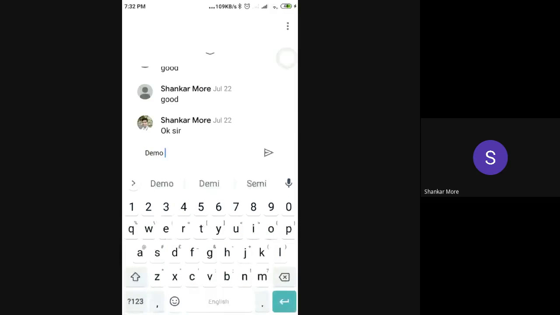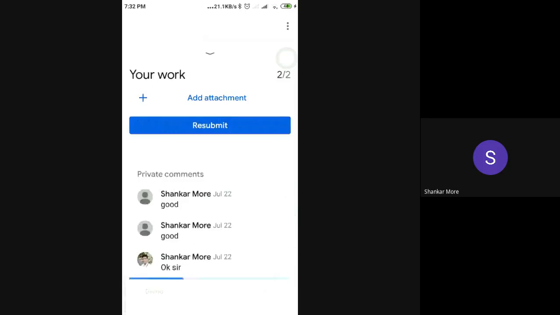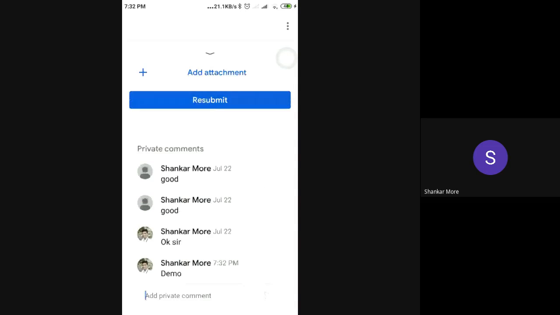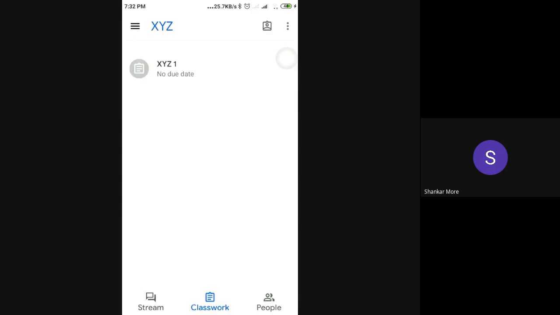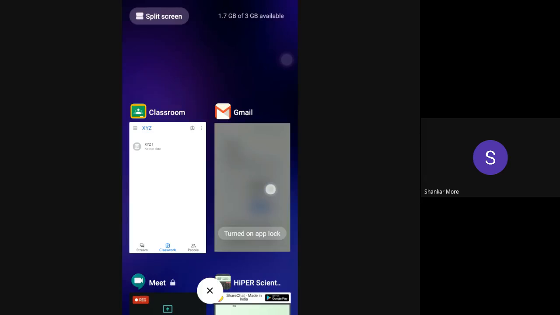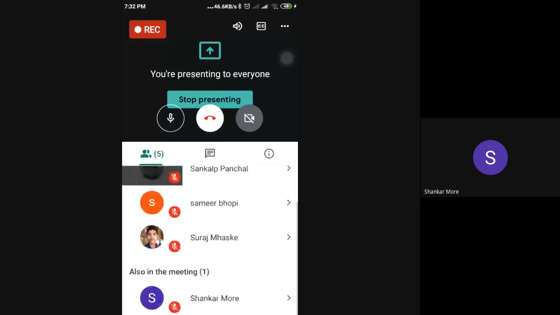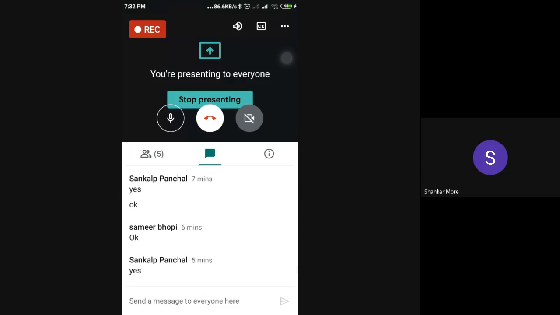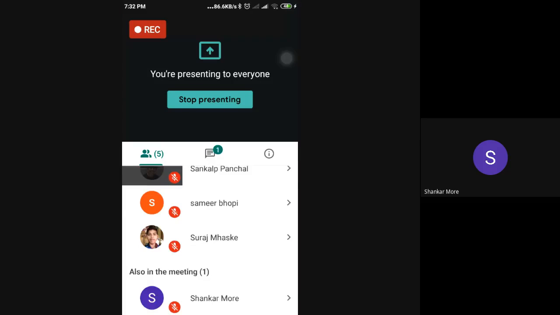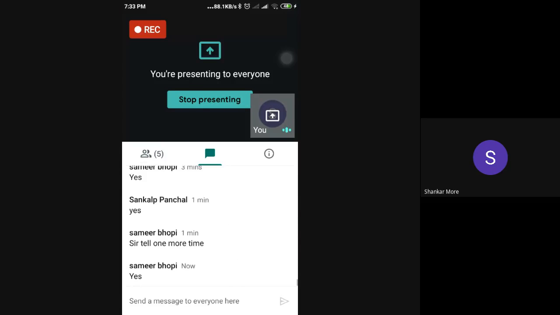See, like demo. So this is a demo, I just added this comment as a demo. You can add private comments if you have any kind of doubts regarding a question or assignment, whatever it is. Once you turn in or hand in the assignment, then you are done. So this is how you have to submit the assignment. I hope you have understood how to submit your assignment. And as sir has asked us to finish our class at 7:30, we are going to finish our class at 7:30.